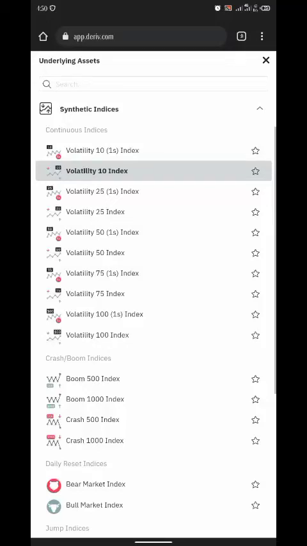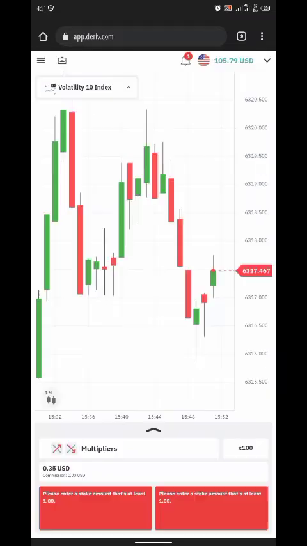Hello guys, I'm going to show us a new method. Now this can go in two ways. For those that know how to analyze the market, they could make profit, and for those who just want to use Deriv mainly for arbitrage, then follow the steps. Just select the indices you want.